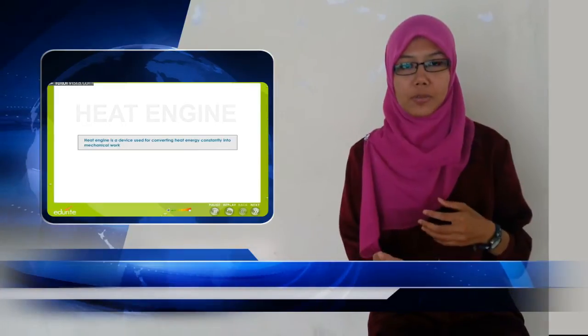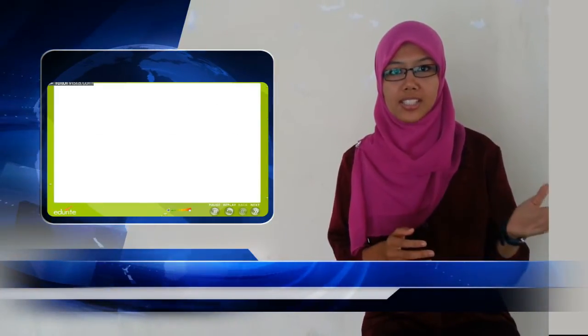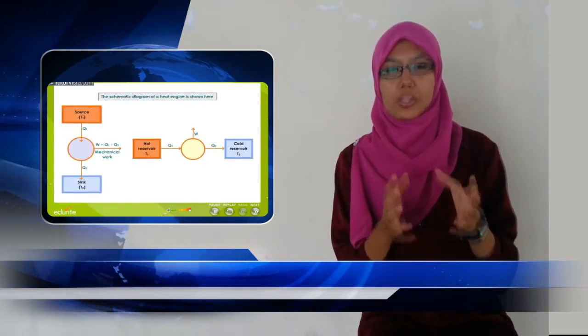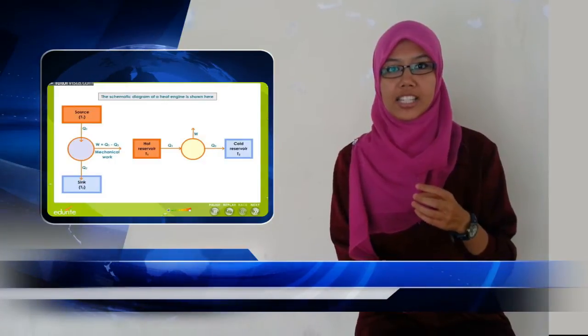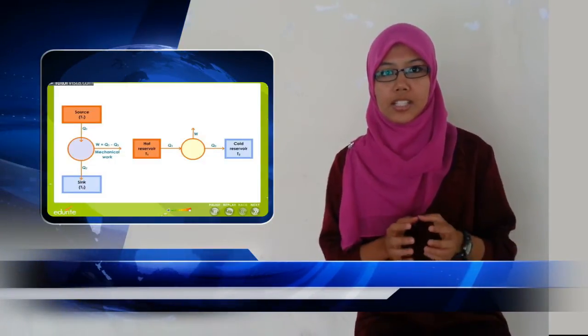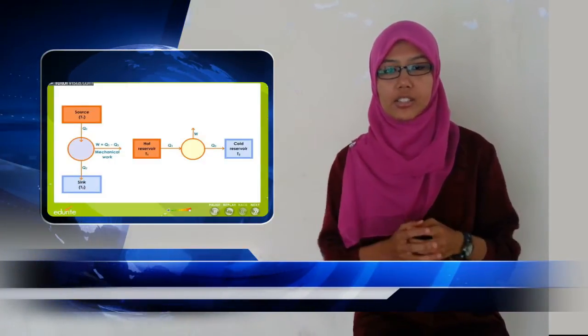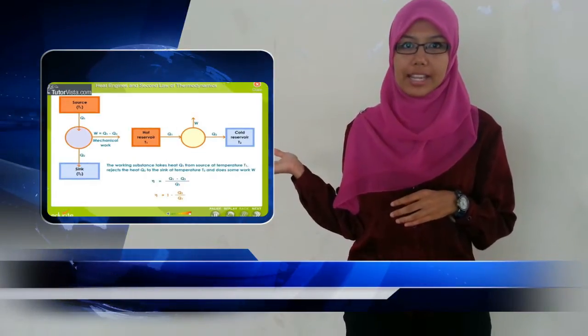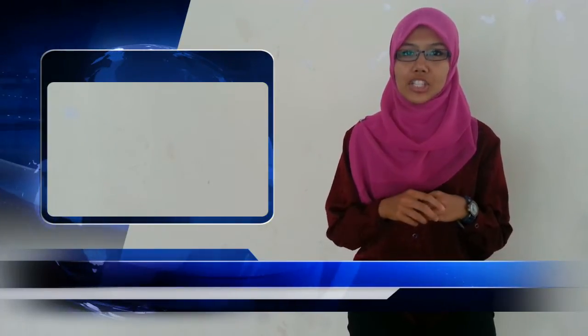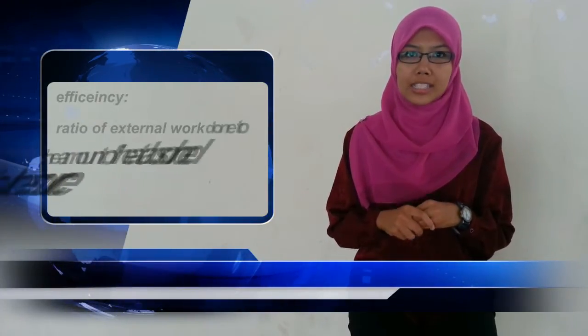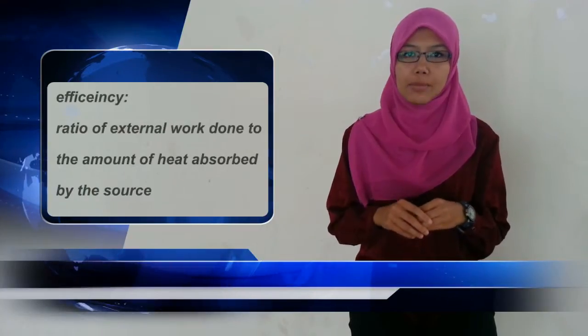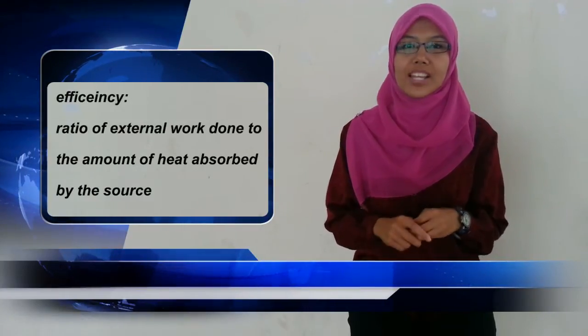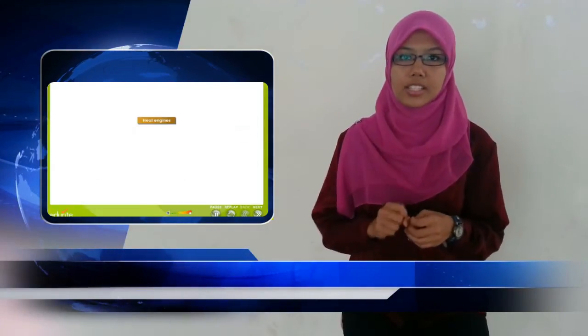The working fluid will absorb the heat from the source, and some of the energy will be converted to mechanical energy and transferred as work, and the rest will be rejected to the sink. You can refer to the formula of efficiency at my right side. So we can conclude that efficiency is the ratio of external work done to the amount of energy absorbed from the source. There are two types of heat engine.